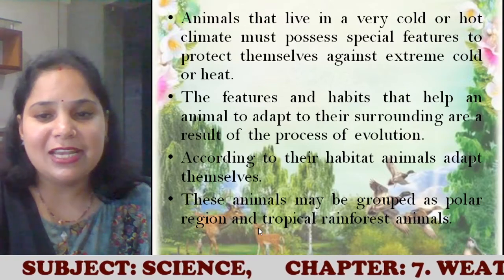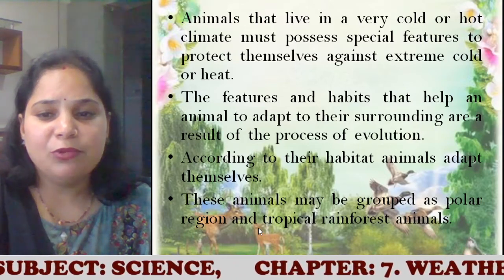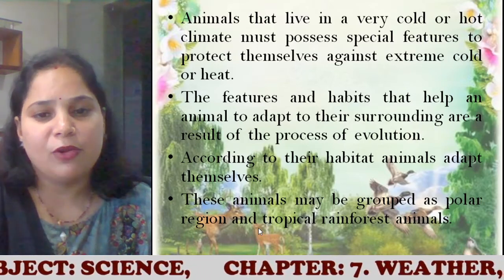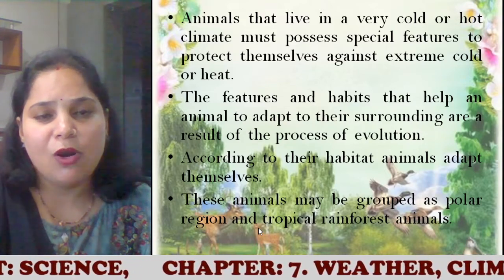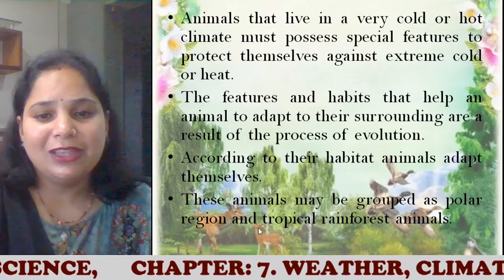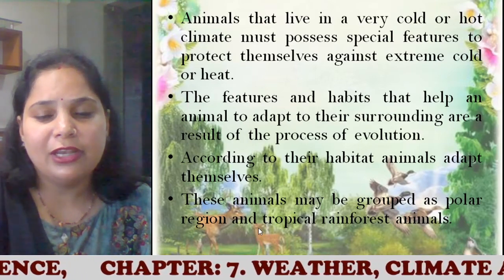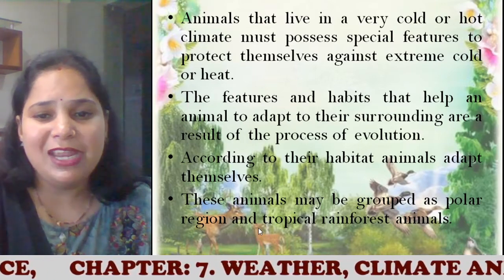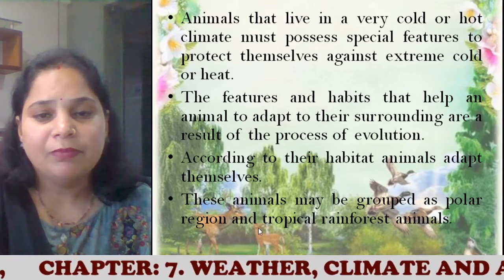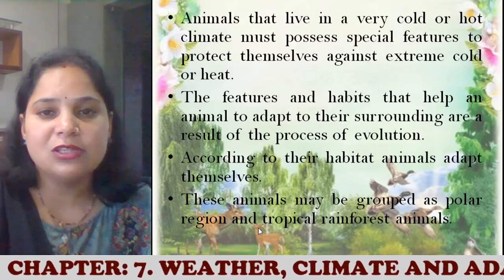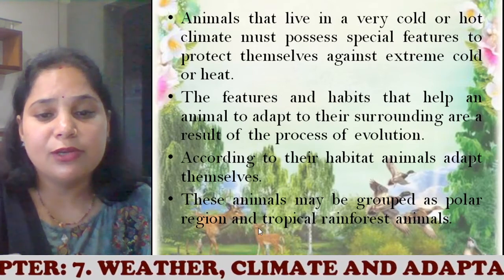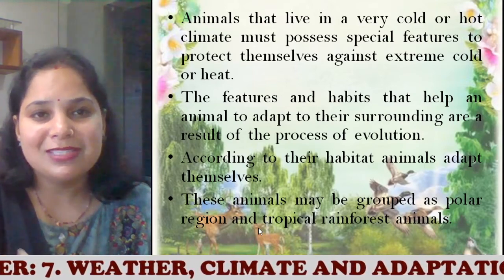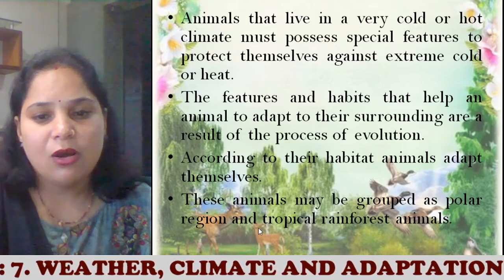Now, these features and habits that help the animal to adapt to their surroundings are the result of the process of evolution. You all have already watched the video of the formation of the earth. With that video, we got the information that whatever we are today was not the same as when the earth was made. Okay, we have evolved. That is the theory of evolution. So we evolved from simple organisms to complex organisms.